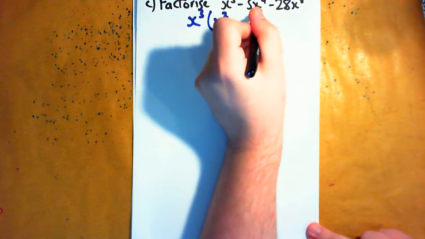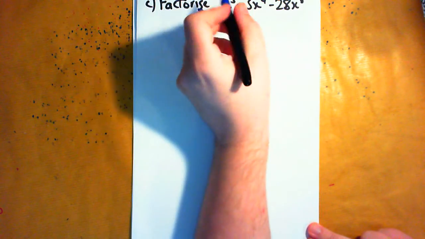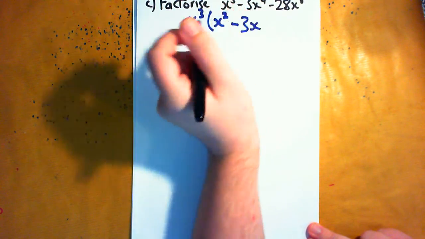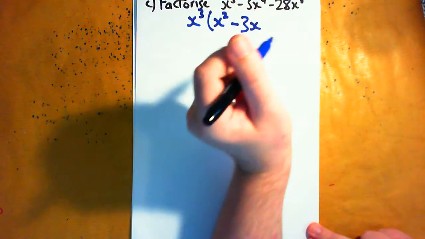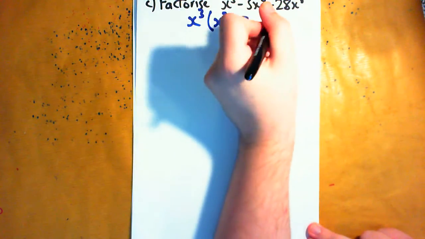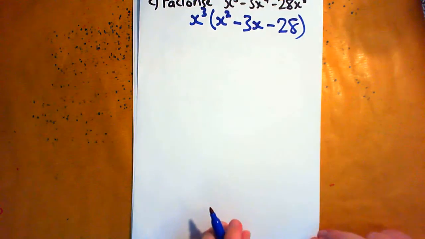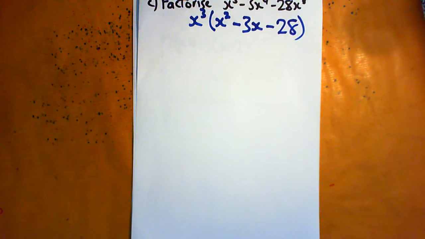Now we've got x cubed times what gives us 3x to the 4. We need our 3, and we need one more x. X cubed times what gives us 28x cubed. That's a minus 28. So this bracket can be further factorised. We're looking for numbers that add to minus 3, but they multiply to negative 28. So what are the pairs that we can have there?